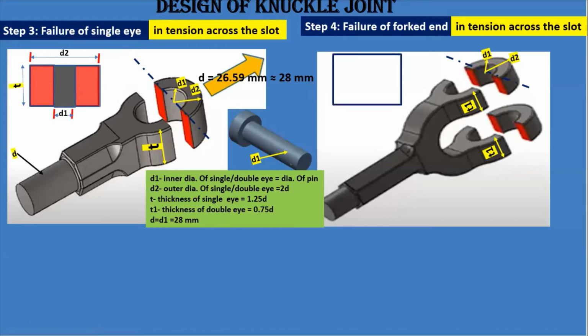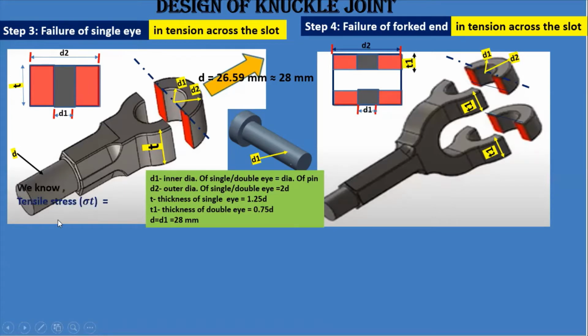Now if you go for the failure of the fork end under tension, or a double eye, in that case also you can see how it is. These red-colored areas are the resisting areas from where it has broken. We know that the diameters are the same for both, whether it is a single eye or a double eye, the outer diameter is the same, and here it will be D1, the same, you can see here. Only the change will be the thickness of the double eye. Here we had T and here we have T1. We'll see that one by one.